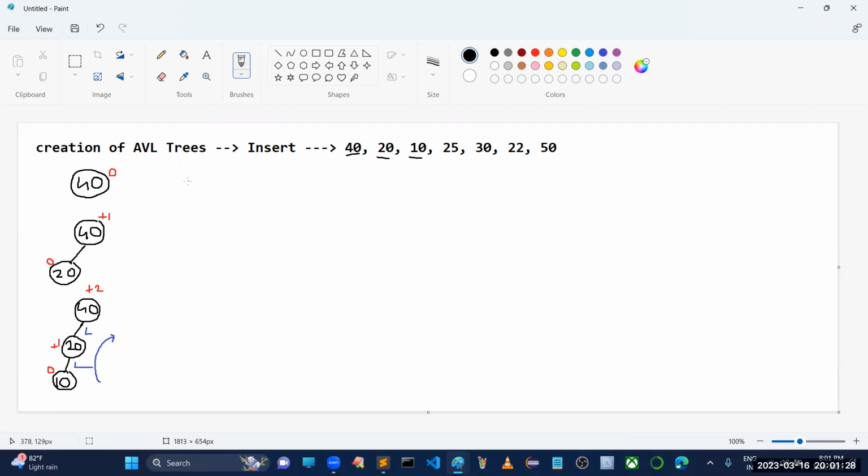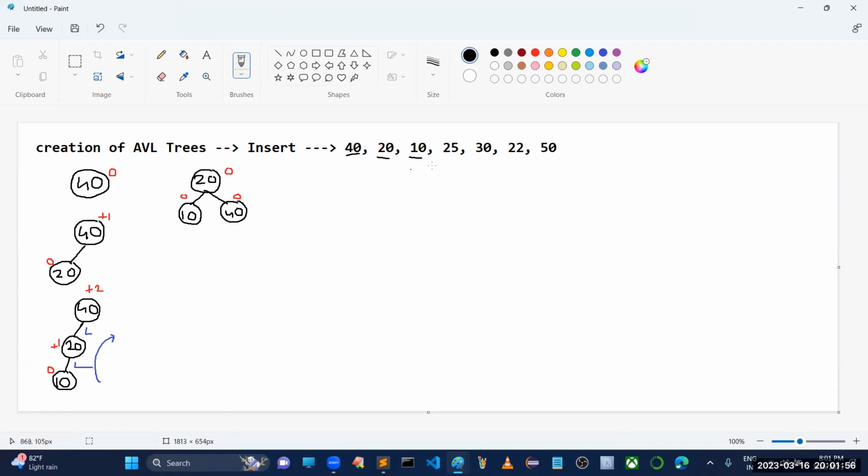So which one will become the root node here? 20 will become the root node. For this 20, 10 will become the left subtree, and 40 will become the right subtree. Try to calculate the balance factor now. Sir, it is 0, it is 0, it is also 0. So no issues with this.